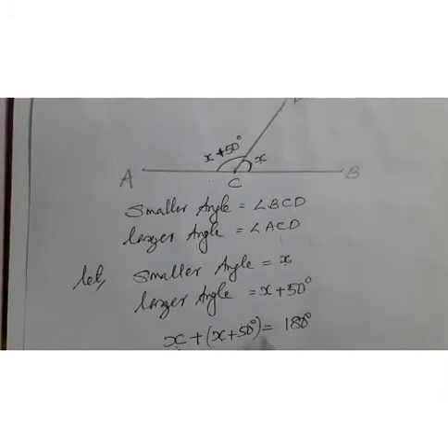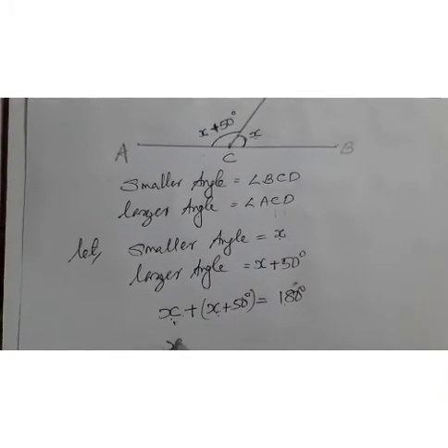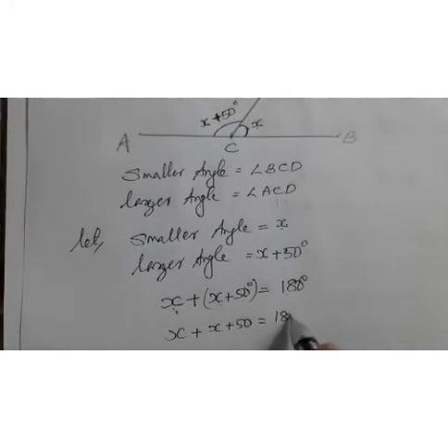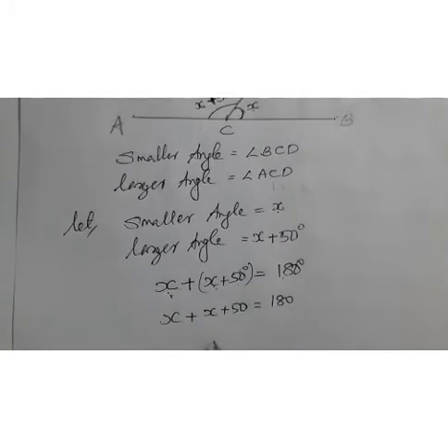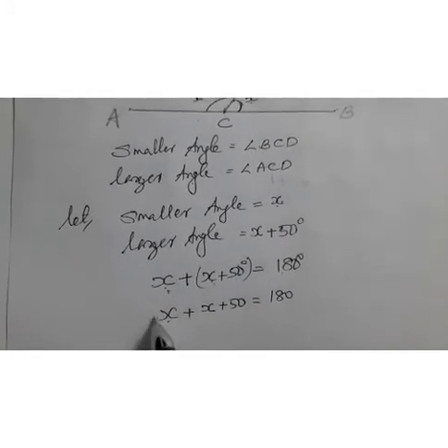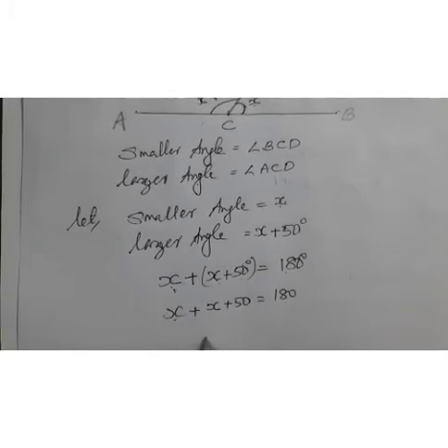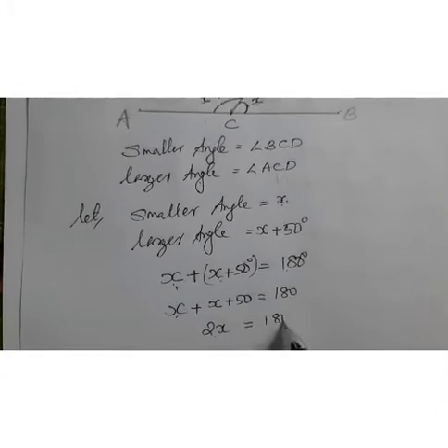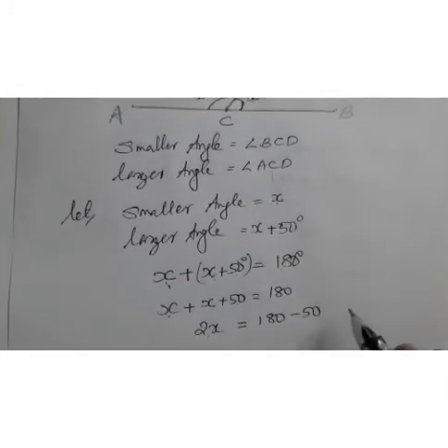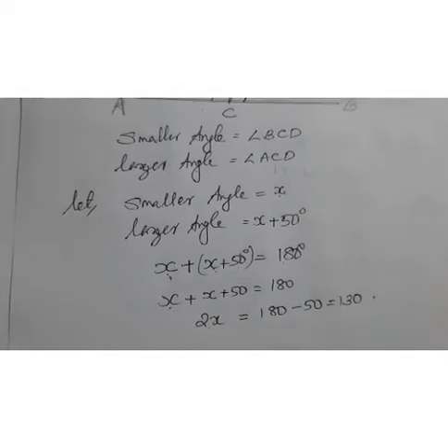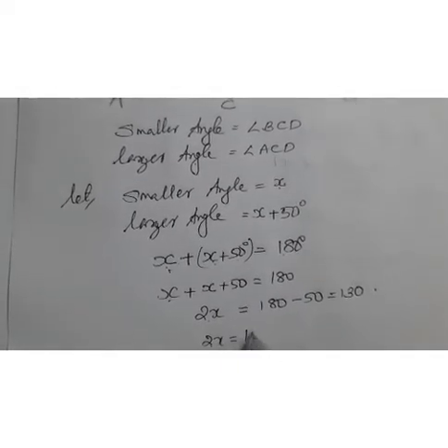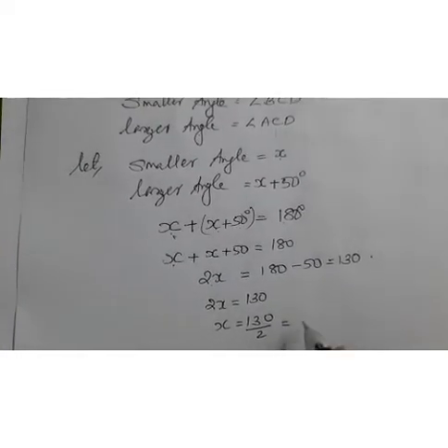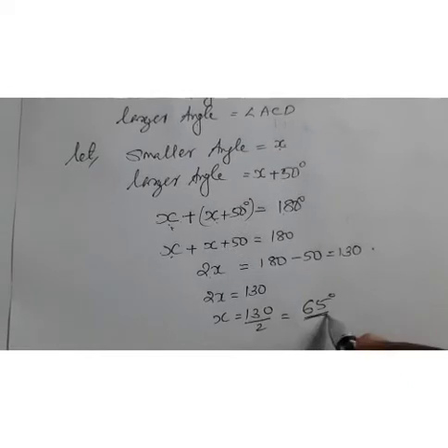So x plus x plus 50 is 180. Remove the bracket and write x plus x plus 50 is 180. So 50 should come this side. x plus x, how much? The variables are added, 1 plus 1, so it is 2x. x plus x is 2x. 2x is equal to 180 minus 50. How much? It is 130. So the value of 2x is 130. What about x? It is 130 by 2. It is how much? 65 degree each.